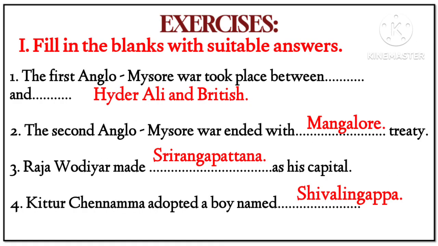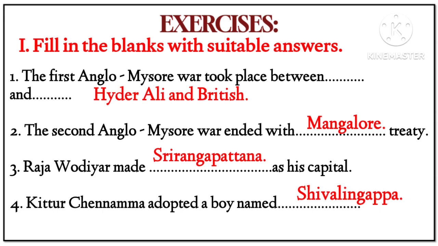Now, exercises. Fill in the blanks with suitable answers. First, the First Anglo-Mysore War took place between Hyder Ali and the British. Second, the Second Anglo-Mysore War ended with the Mangalore Treaty. Third, Raja Wodeyar made Srirangapattanam his capital.